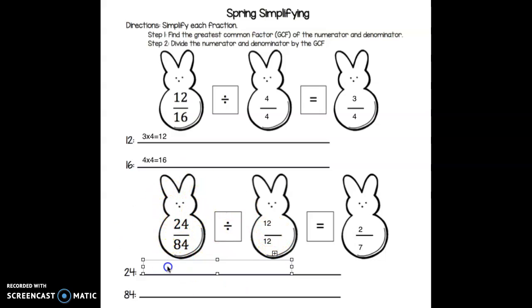Down here on my line, I would use the multiplication fact that I used, which would be 12 times 2 equals 24. And down here, I would use 12 times 7 equals 84. That would be my answer. This would be the most simple version of this fraction. I hope that helped. Good luck with your worksheet packet.